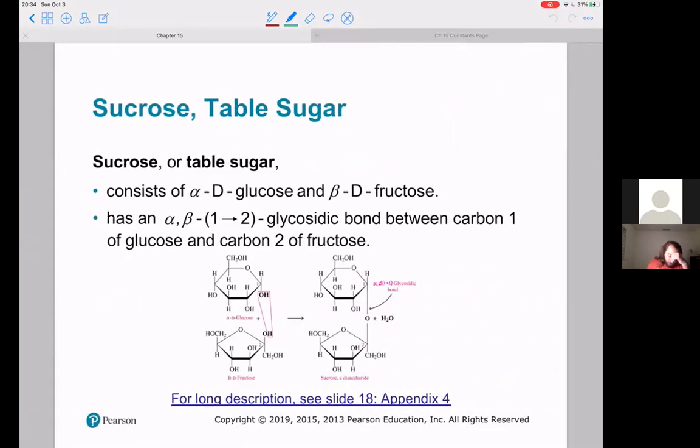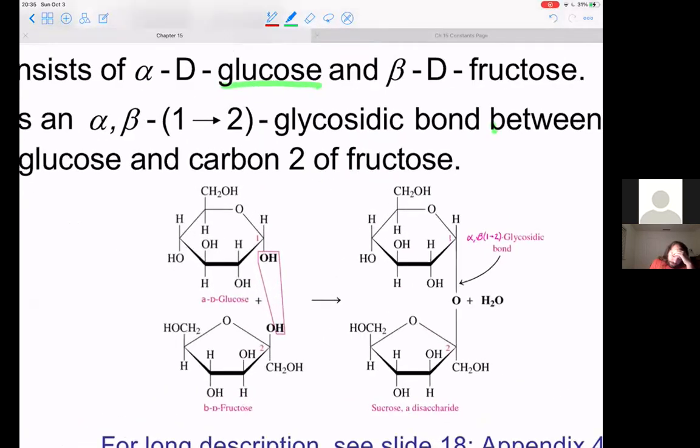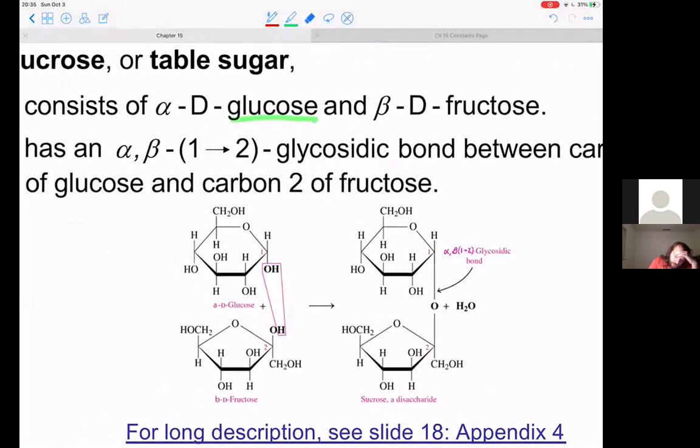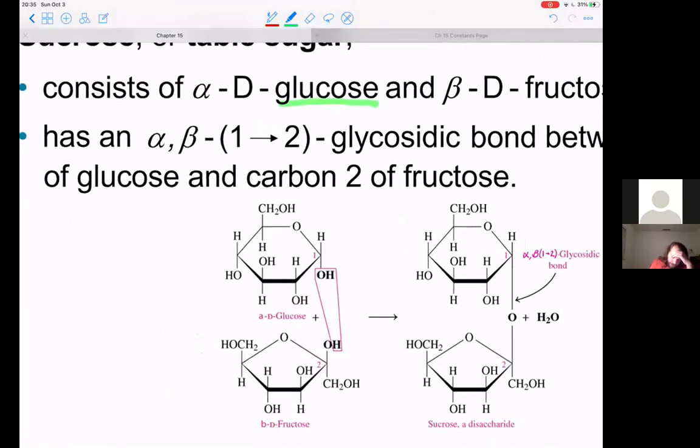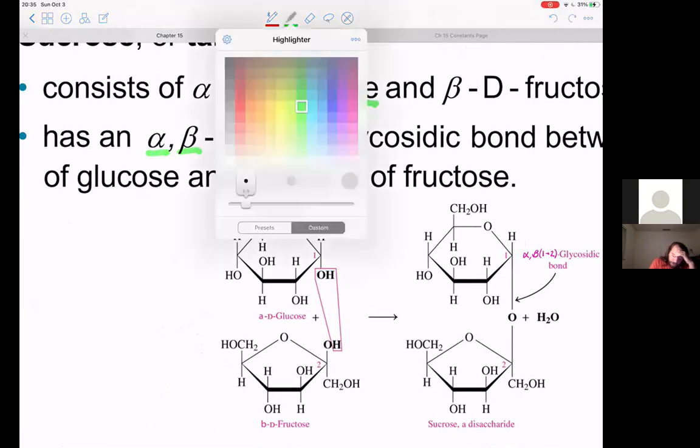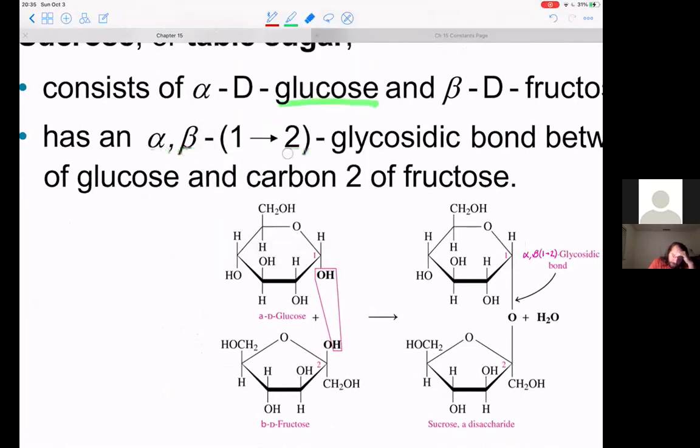Okay, and now sucrose consists of glucose and fructose. Glucose is going to be the first unit, fructose the second unit. What's kind of weird about fructose, let's actually look here. It's an alpha beta 1,2 glycosidic bond. So what the heck does that mean? It means that we started out with alpha glucose, right? And I know it's alpha, let me actually color code things here.